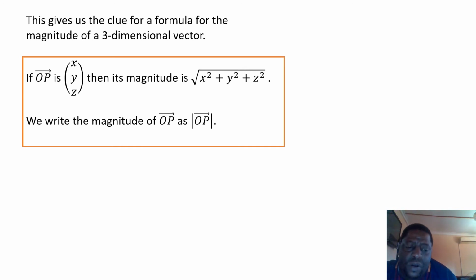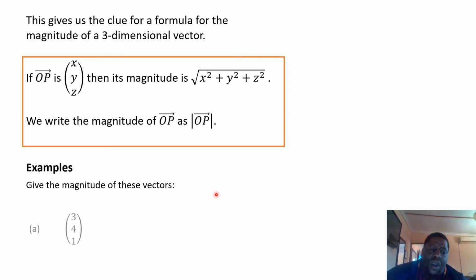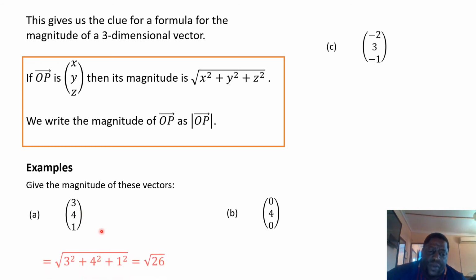So the magnitude of OP is written with the bars there, and then the arrow on top if it's capital letters. Otherwise, if you represent it by a small letter b, then put a line under that small letter b and put it in bars. So we have got some questions. What is the magnitude of this? It's going to be very easy. This one here: 3 squared plus 4 squared plus 1 squared, square root of 26.